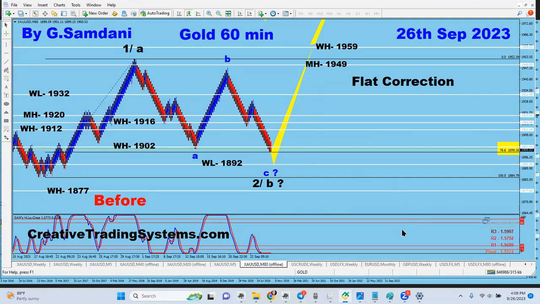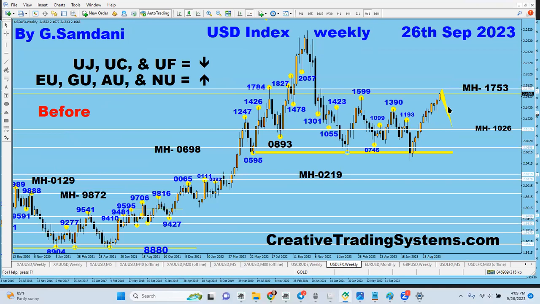Why is that? Because if you look at the USD weekly chart, this is the weekly current chart of the USD index, and it went above 1599, as I was expecting. The next target is the monthly high of 1753. So there's a little bit of room here that it might go there. If it drops below 1599, then the gold will just bounce from there. If it goes to 1753, gold is probably going to drop to 1892 or maybe 1877, and then make the turn, right?